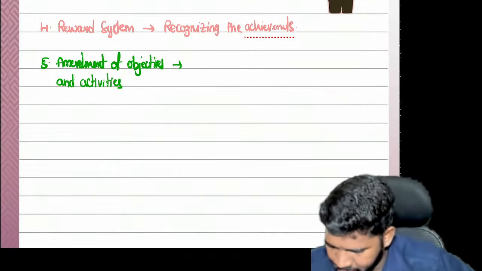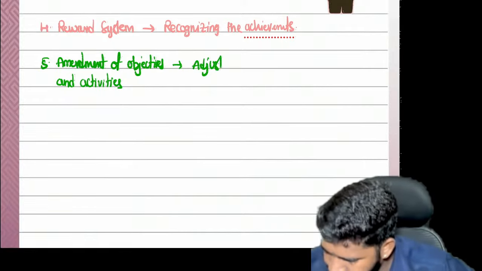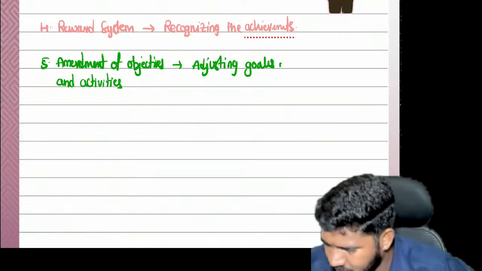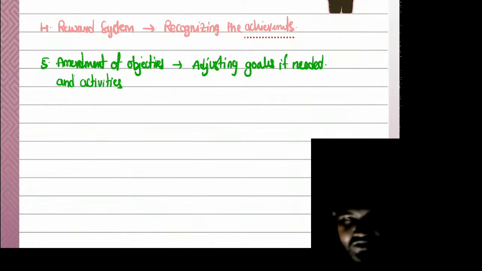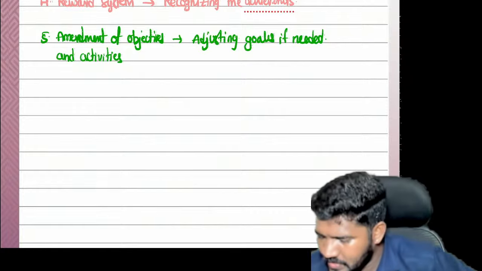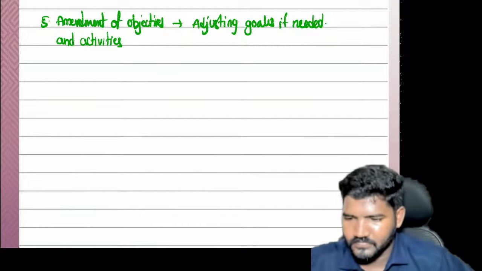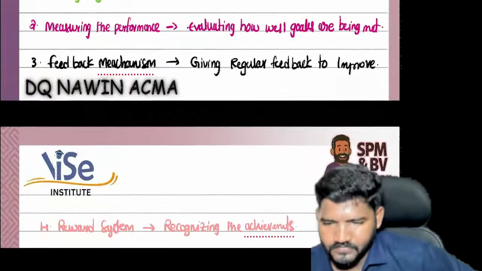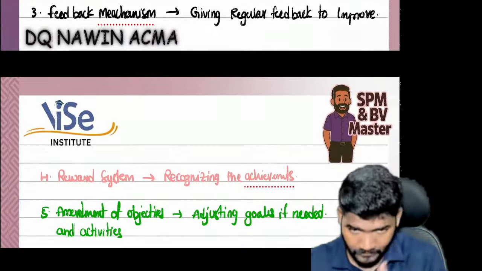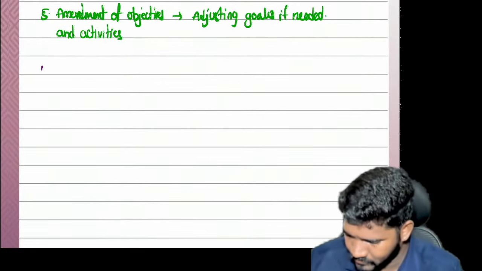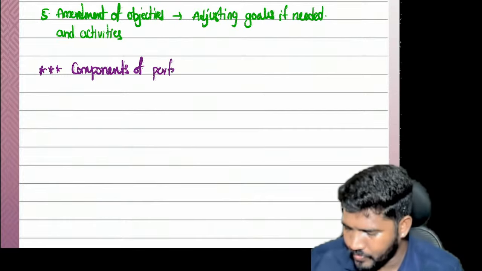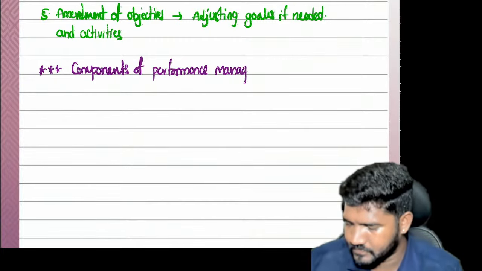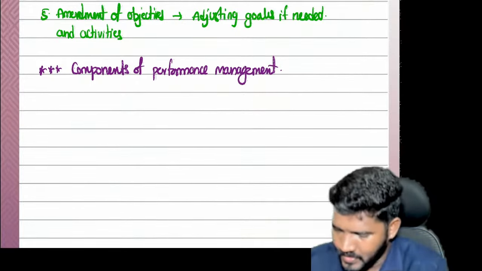A simple sentence for amendments: adjusting goals if needed. If it is not possible to meet what you set, you change the targets. Adjusting goals and activities if needed. Guys, here. Next. So these are the elements. Next, components of performance management. Let us check the components.